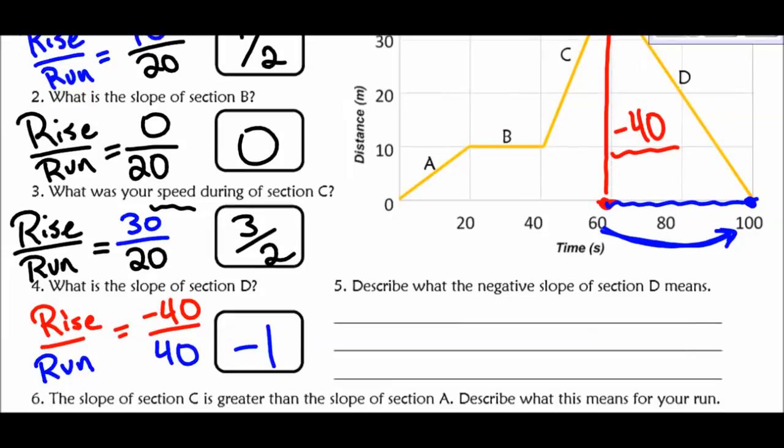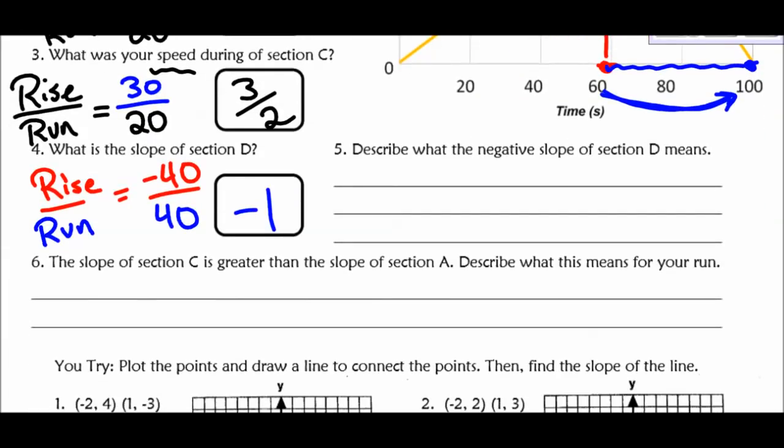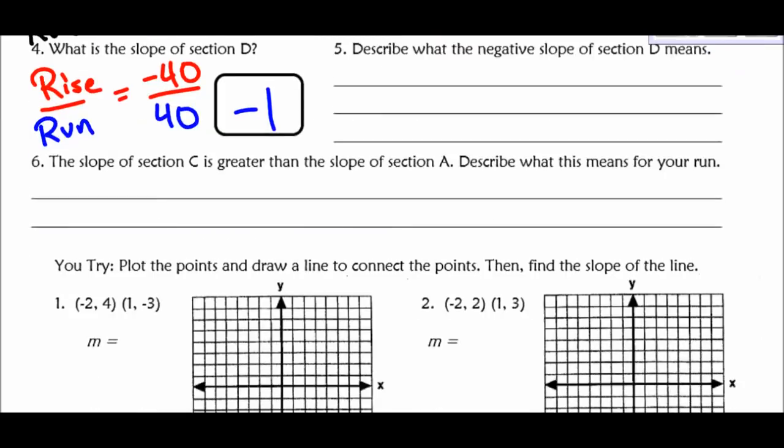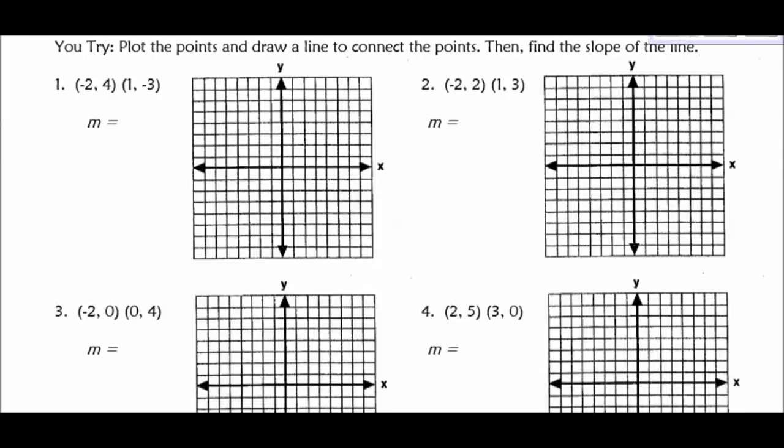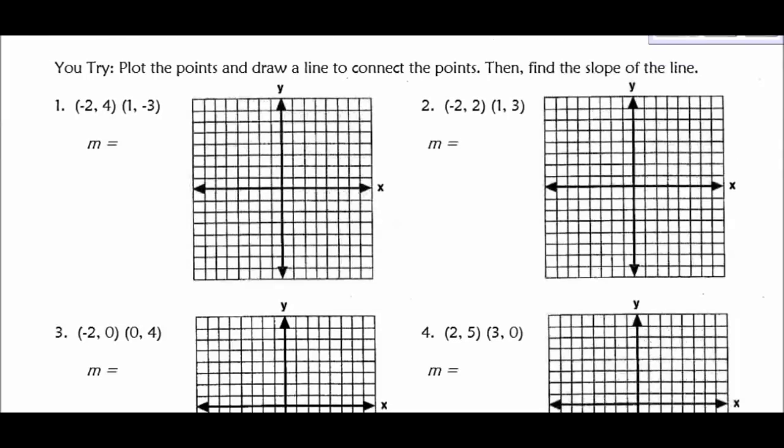I want you to answer questions 5 and 6 on your own. 5 is talking about section D. Describe what that negative slope really means. And 6 is saying the slope of section C is greater than the slope of section A. Describe what that actually means in terms of your run. After you describe that, I want you to solve these 4 on your own. Actually, I'm going to do the first one with you.